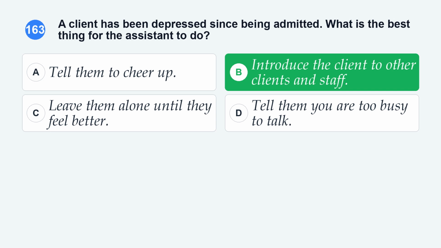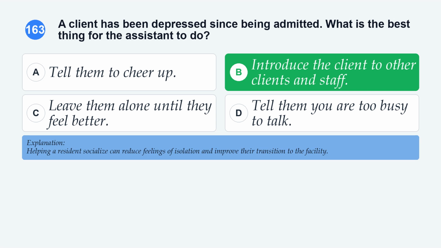The correct answer is option B. Introduce a client to other clients and staff. Explanation. Helping a resident socialize can reduce feelings of isolation and improve their transition to the facility.